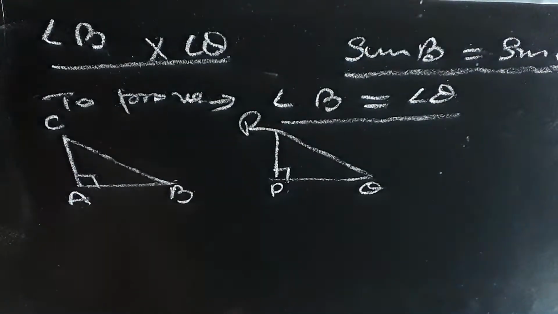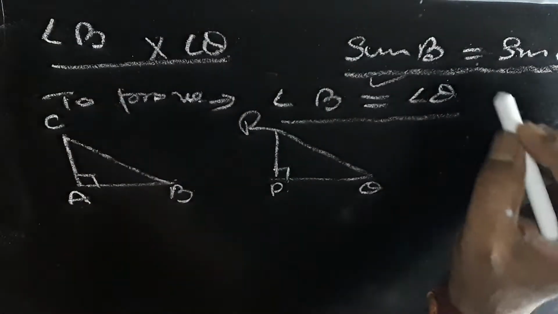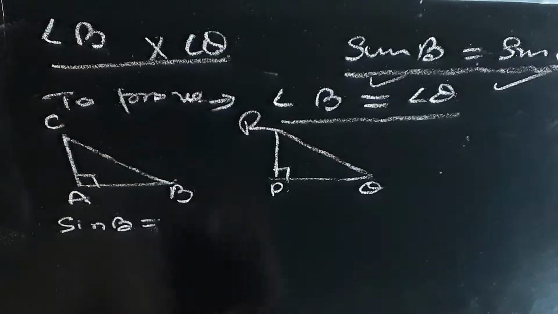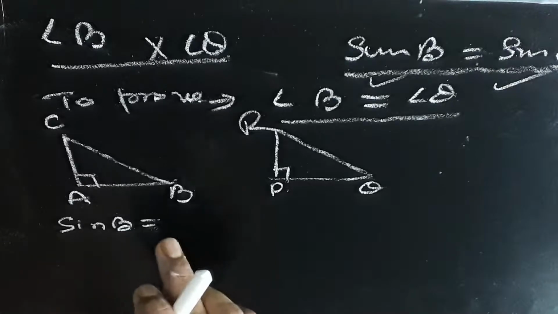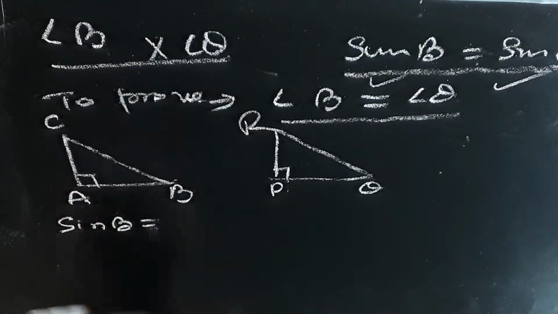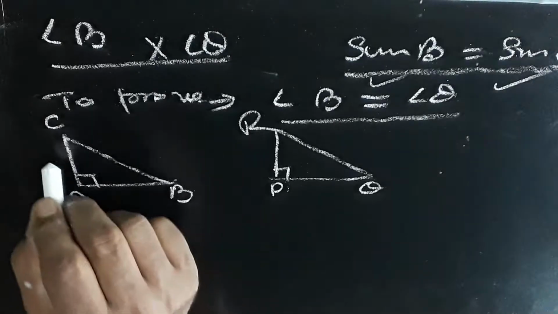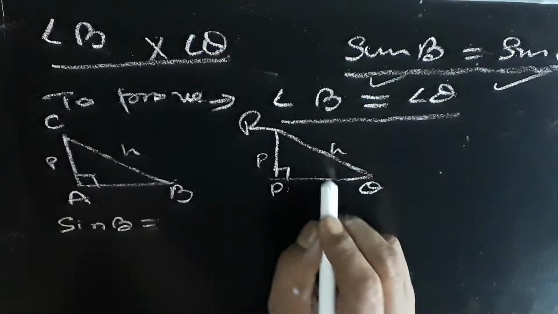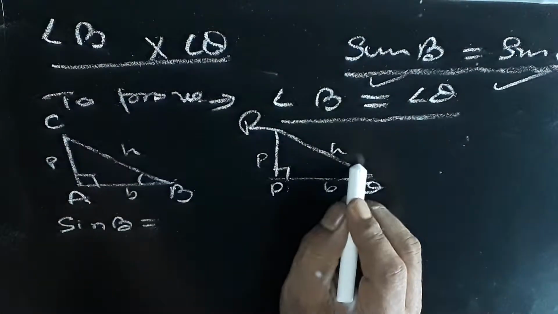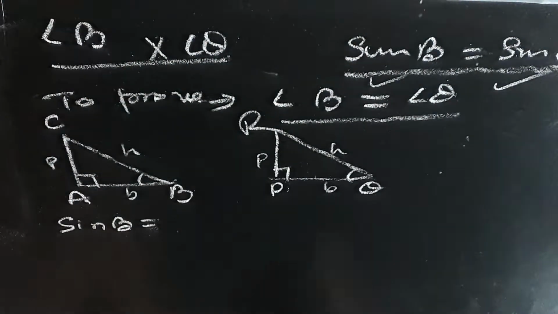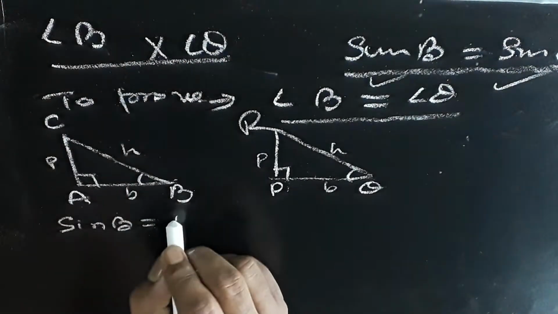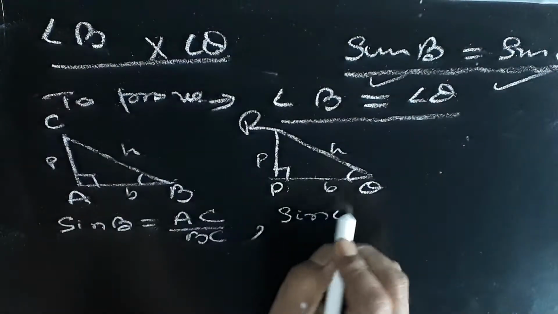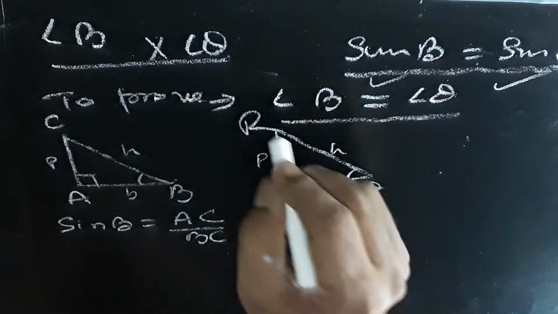Here it is given sin B is equal to sin Q. In this triangle, sin B is equal to P upon H. Sin is the ratio of perpendicular and hypotenuse. Then we have in this triangle P this and H this. Again in this triangle this is P, this is H and this is B. For this angle B, sin B will become AC upon BC. And in this triangle sin Q will be equal to PR upon QR.